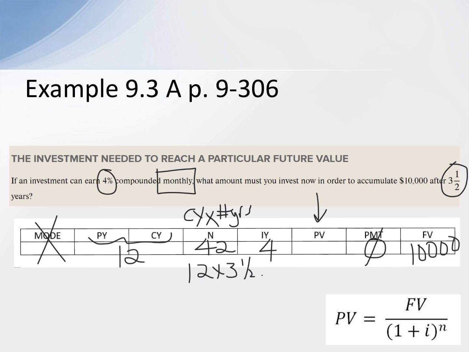When we make that calculation, we find that the present value, the amount we need to invest to have $10,000 in 3.5 years, is $8,695.61. That would be negative on your calculator, as it would be invested, so that would be money out of your pocket.